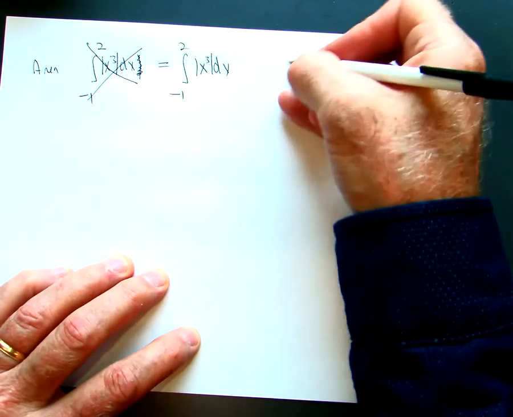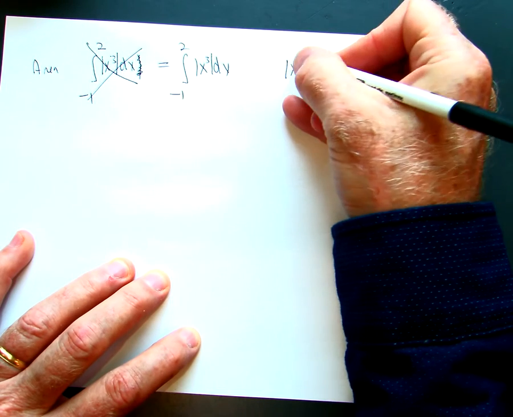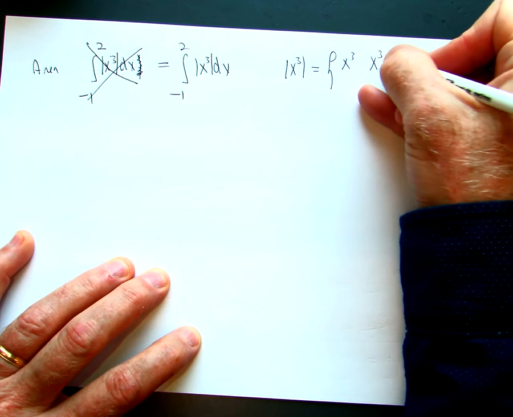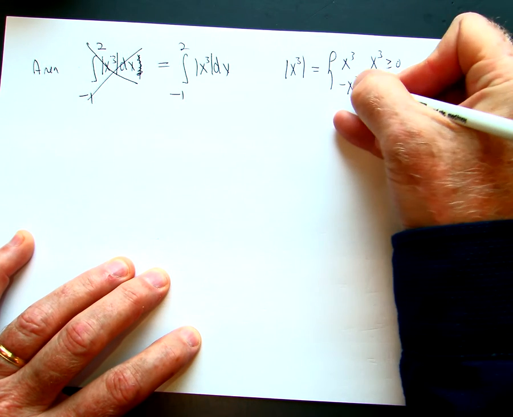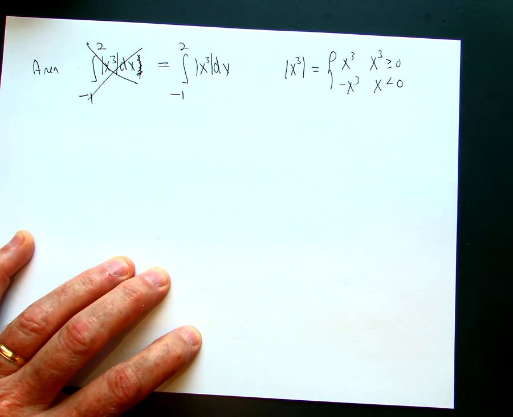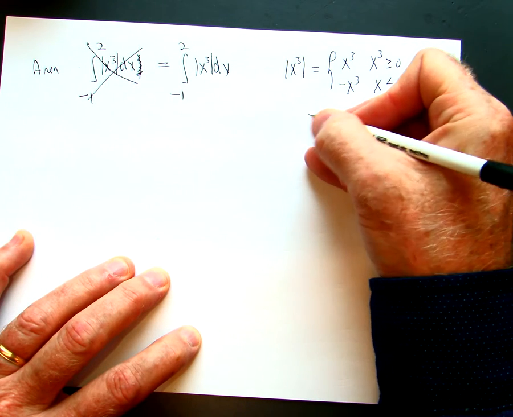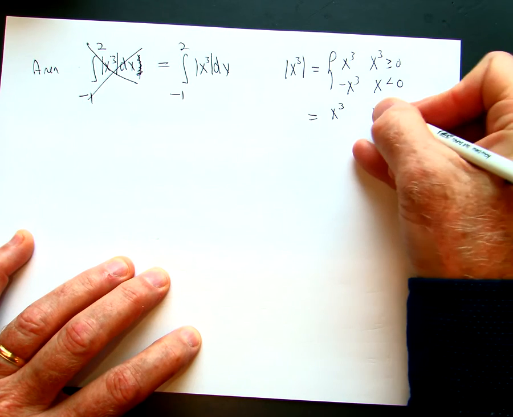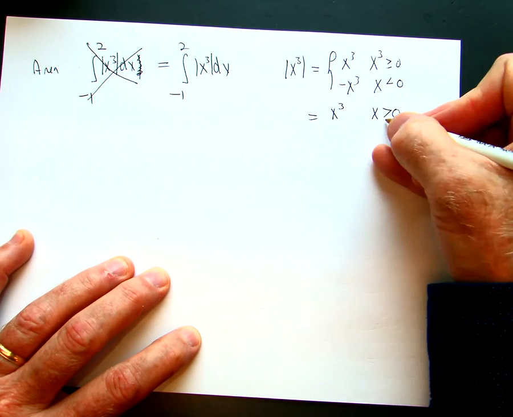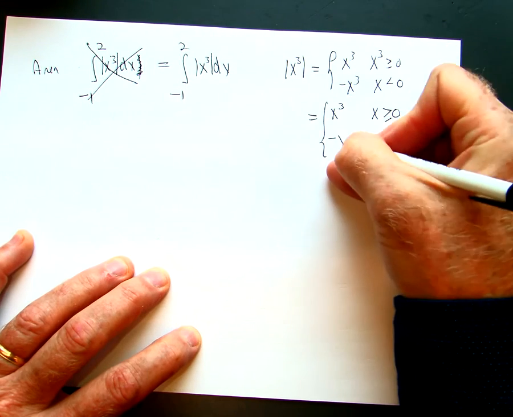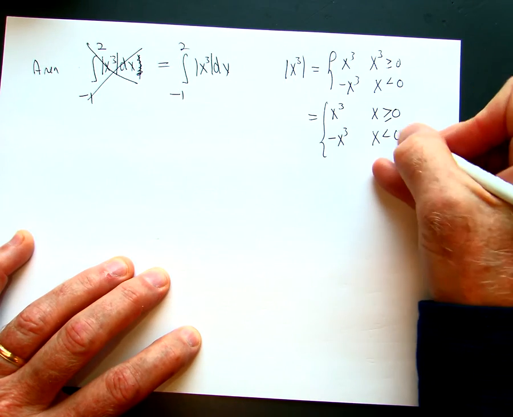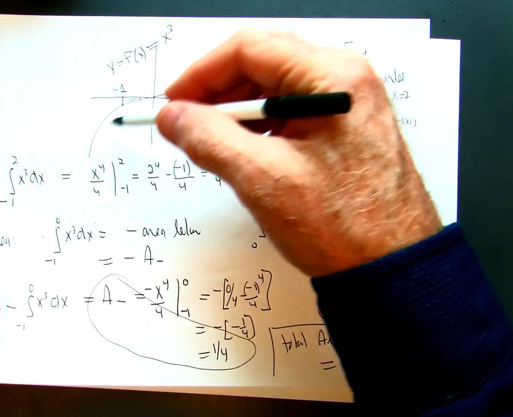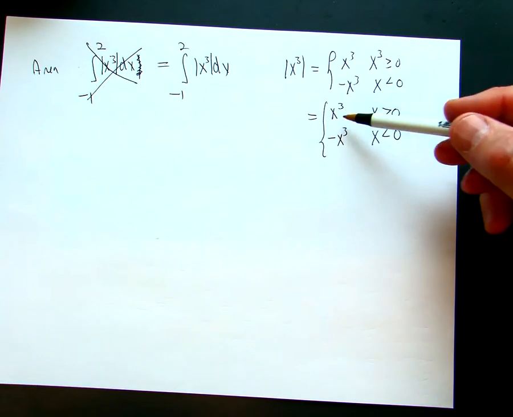Okay, now I need to figure out what the absolute value of x cubed is. That's going to be x cubed where the function is positive, and minus x cubed where the function is less than 0. So basically this is going to be equal to just plain old x cubed when x cubed is positive. That's when x is greater than or equal to 0. And that's going to be equal to minus x cubed when x is less than or equal to 0. Obvious from the graph. X cubed is positive over here, negative over here. That's all I'm saying right here and here.